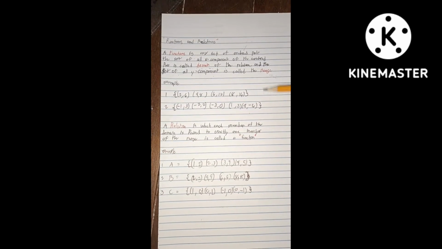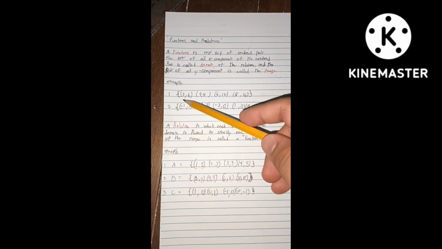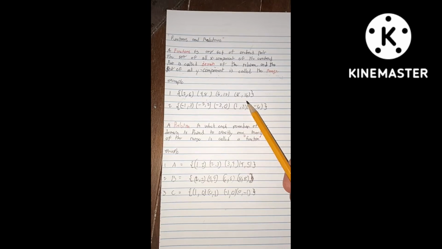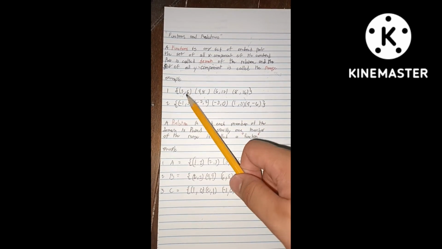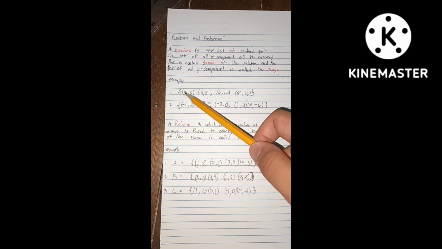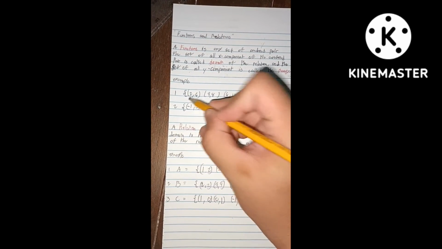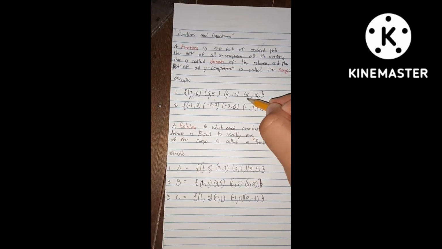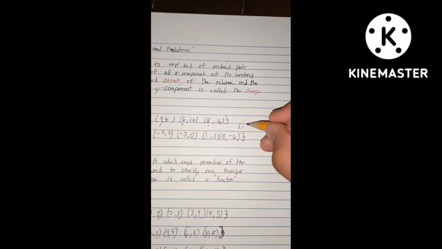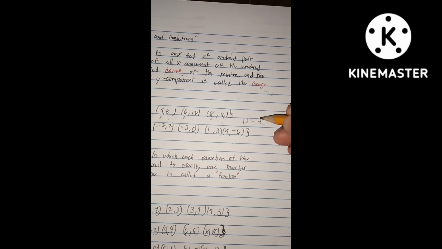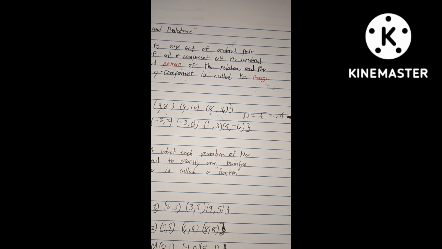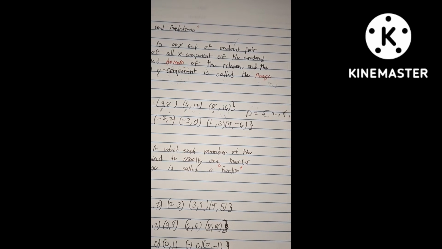Today, for our example number 1, we have (2, 6), (4, 8), (6, 12), and (8, 16). So we're going to find the domain. All the x components are 2, 4, 6, and 8. So our domain is 2, 4, 6, and 8.